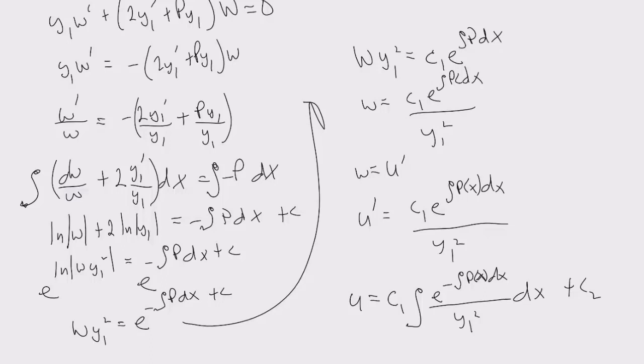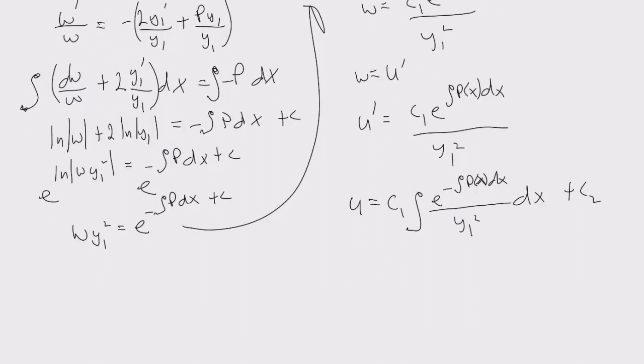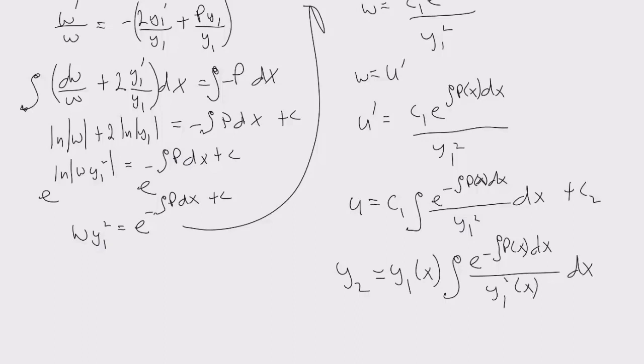Okay, so in general then, y2 is equal to y1 of x times the integral of e to the negative integral p of x dx over y1 squared, dx. Now we've got a general way to find y2.